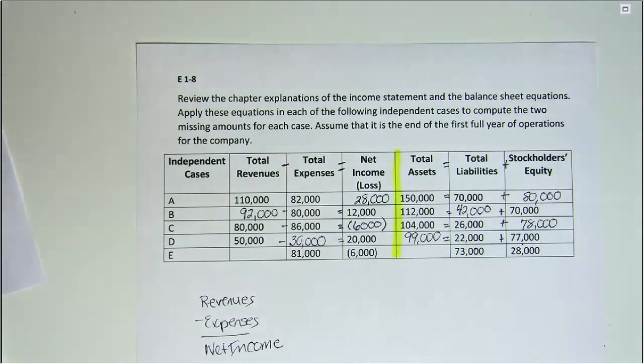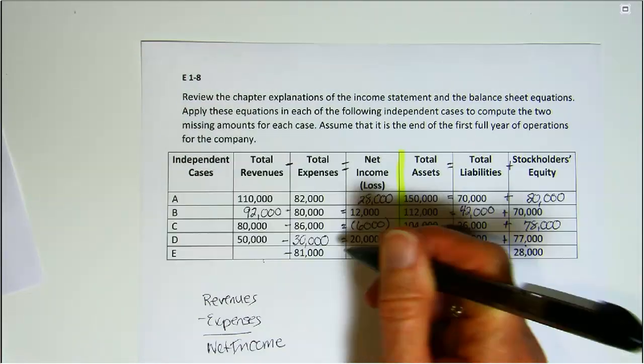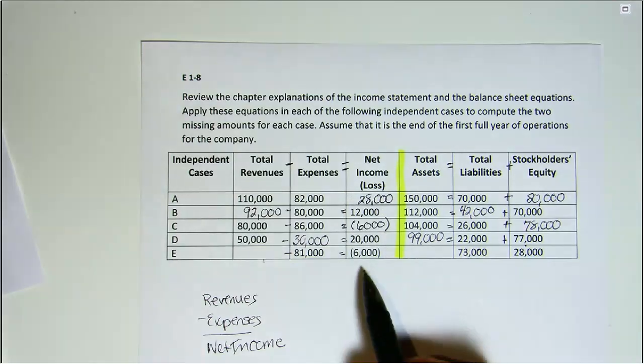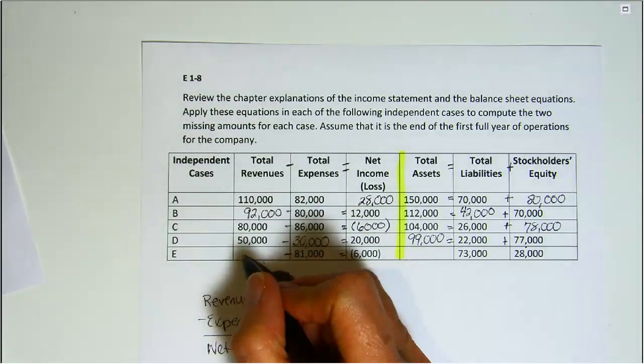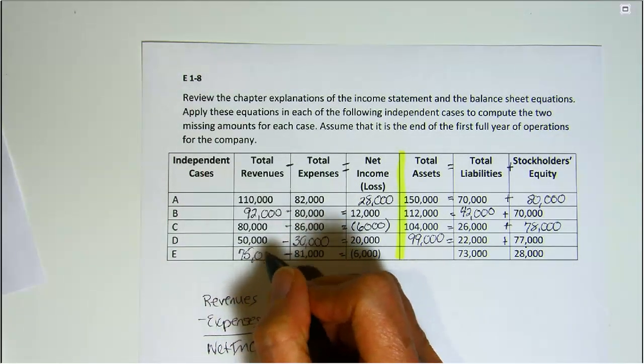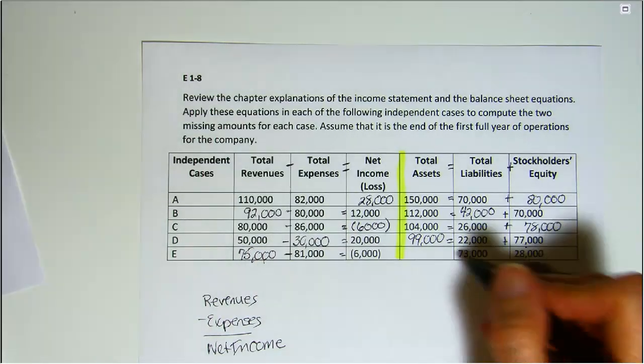And in our last case, they do not give us total revenues, but we know revenues minus expenses equals a net income or loss. In this case, it's a net loss. Well, think about what a net loss means. A net loss means that the expenses were greater than the revenues by 6,000. Well, that means that the revenues would be 75,000. There's 6,000 less than the expenses.